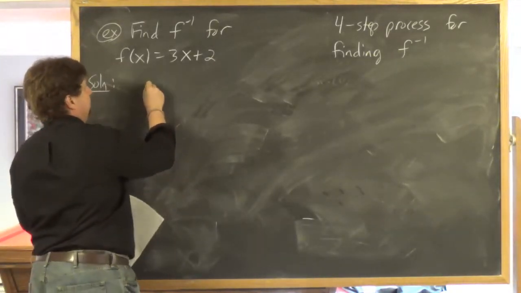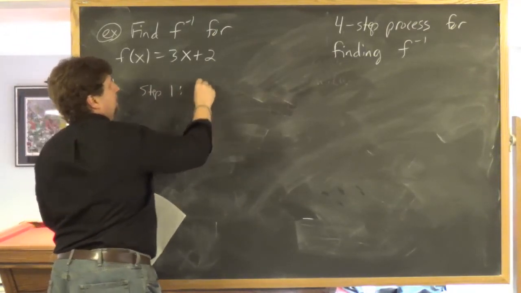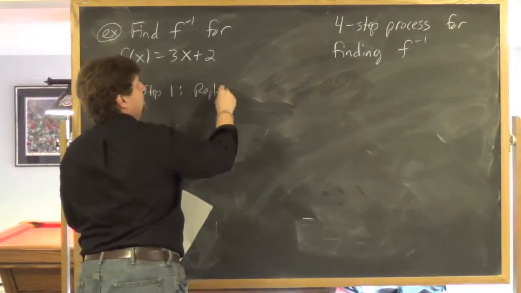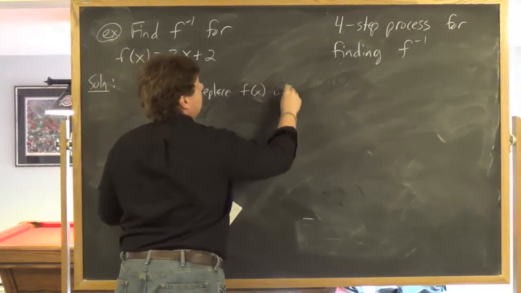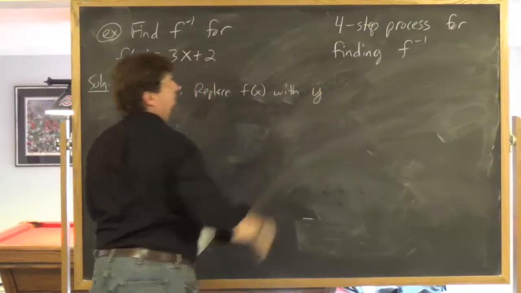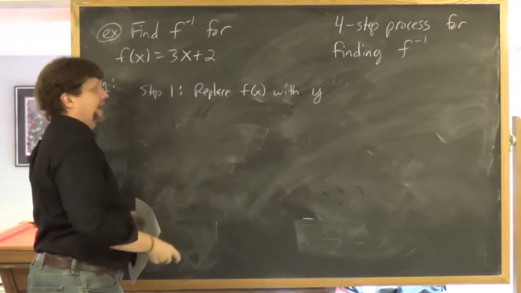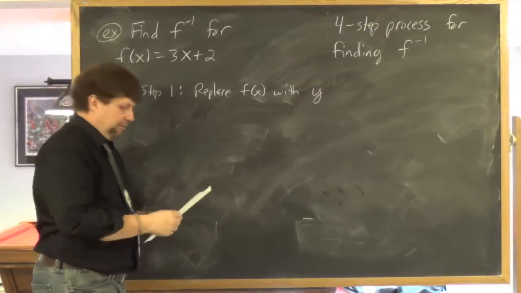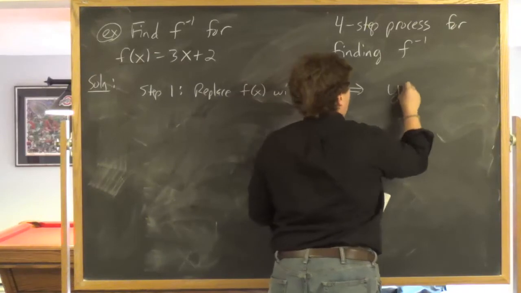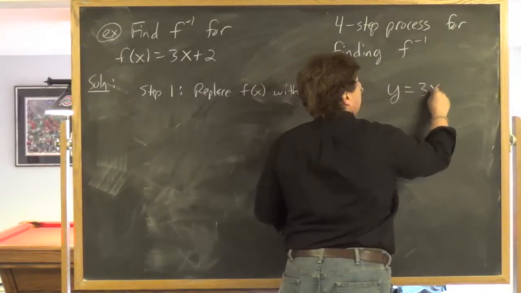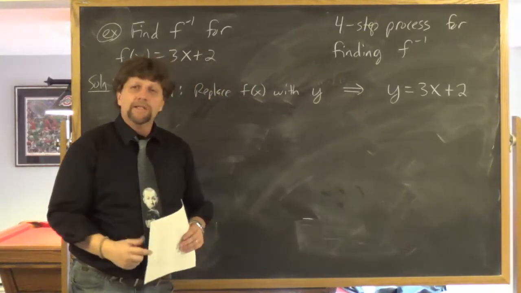Here's step one. Replace your function notation with the variable y. So my function notation was f of x. I'm just going to replace it with the variable y. Notice that gives me y equals 3x plus 2. So step one seems pretty easy.